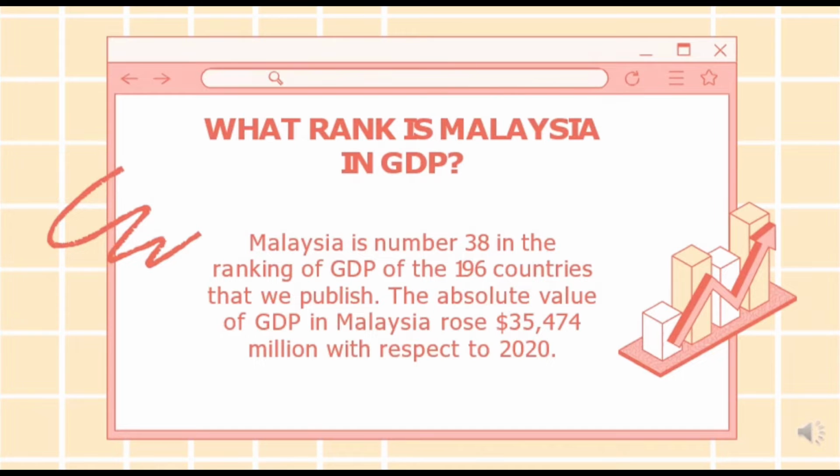So what rank is Malaysia in GDP? So Malaysia is number 38 in the ranking of GDP of the 196 countries that we publish. The absolute value of GDP in Malaysia rose to $35,474 million with respect to 2020.